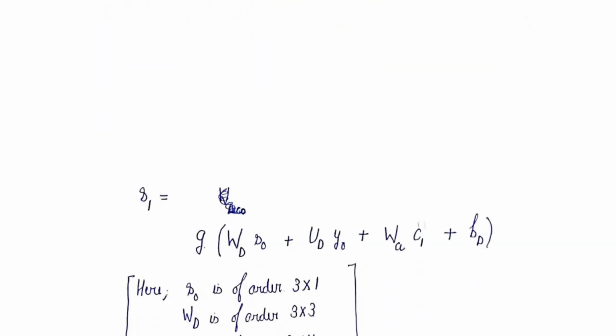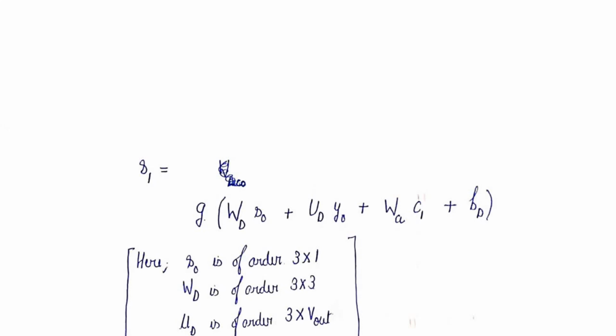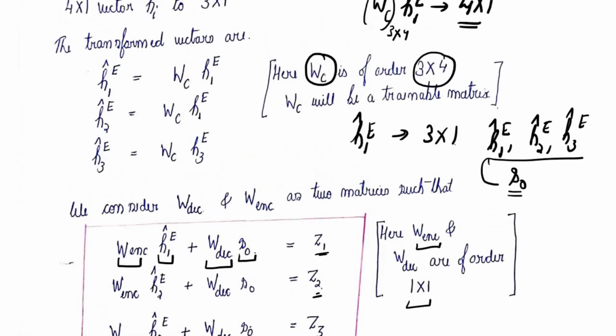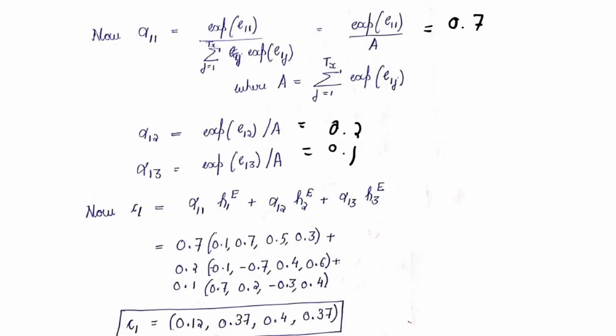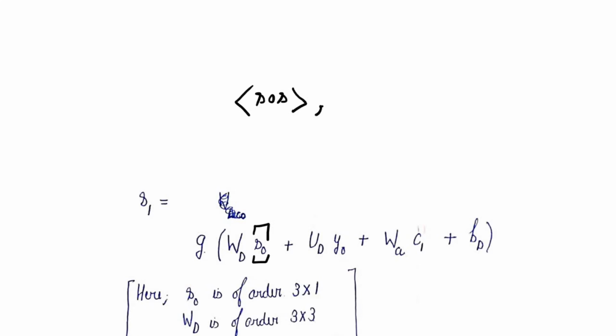Now let's see how we are actually going to do it. So it will proceed in the same way as we have done previously. S naught is the start of the sentence for the decoder, which is usually of the form SOS, or start of sentence, as we call it. And corresponding to SOS, there is definitely a state which was assigned. I think SOS was like this: 0.3, 0.4, and 0.1. So S0 for us is of the form 0.3, 0.4, 0.1. This is a vector of shape 3 cross 1.